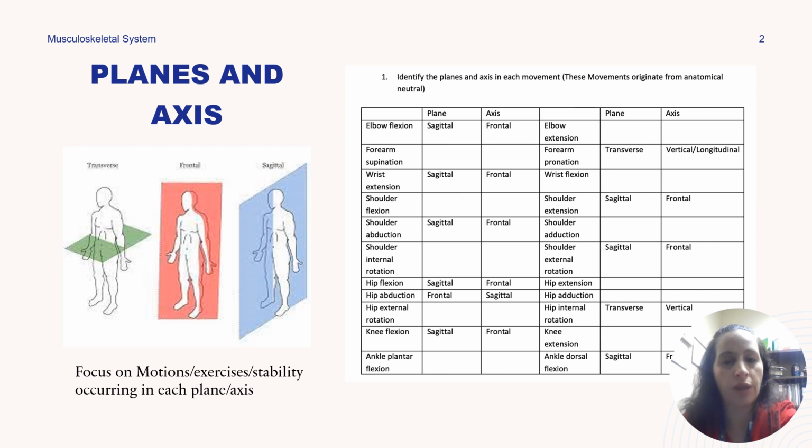Okay, so the planes and axes, however you want to say that. I think that it is good to review this if you have forgotten a little bit about this, because it can come up in ways related to, as it says in the bottom there, motions, exercises, or stability.